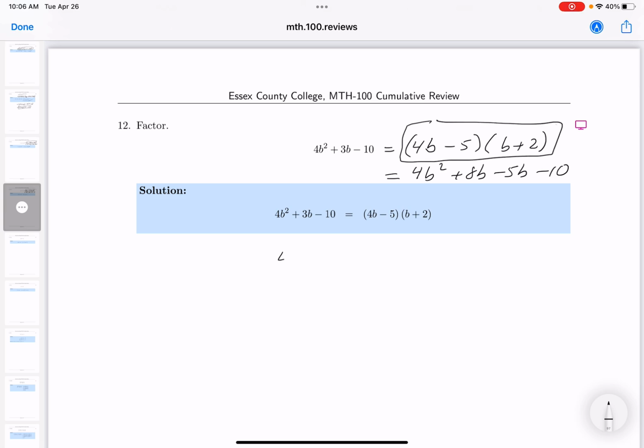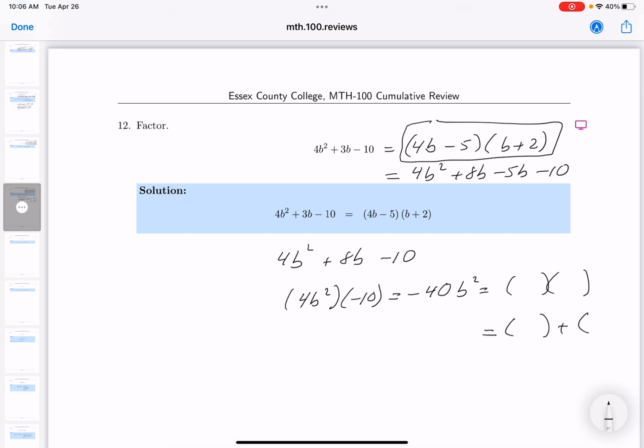Another method students use, I'll go through this now, is what's called an AC method. They take a product of the first term, which is 4b squared, and the last term, which is minus 10. That's going to give me minus 40b squared. They need to find two factors that, when multiplied together, would give you minus 40b squared, and when those same two factors are added, it would give you the middle term.